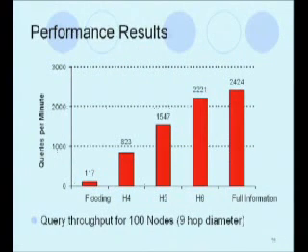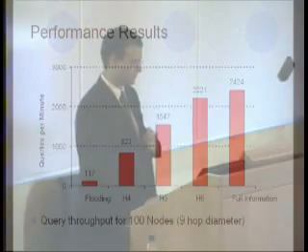So this graph shows you the query throughput in the system in queries per minute. On the x-axis, you have flooding on the left, which basically means no peer index at all, and full information on the right, which means in the peer index that everybody knows about everybody in the system in the 100-node network. And then in the middle, you have horizons of varying sizes. And as you can see, full information has the best performance, and the performance degrades as you limit the information that resides in the peer index. And flooding is really, really bad.